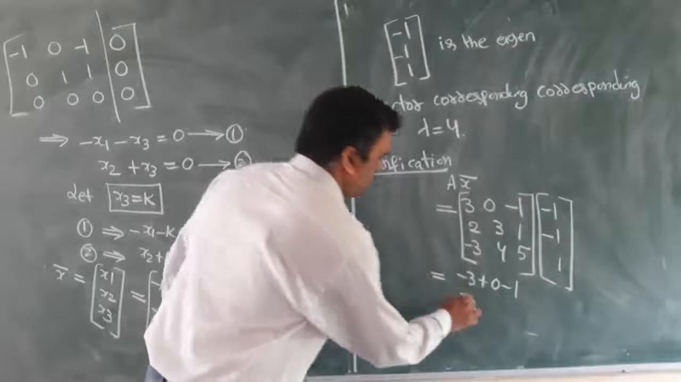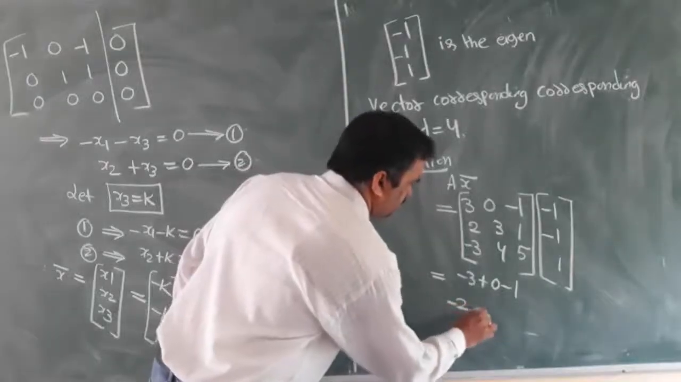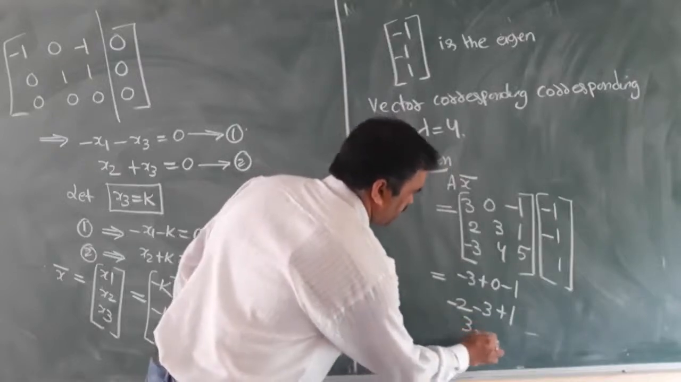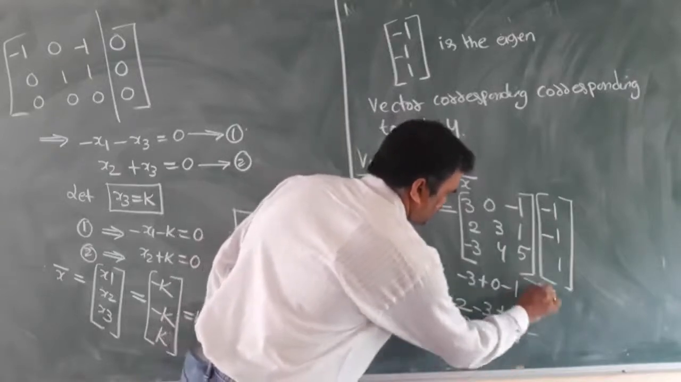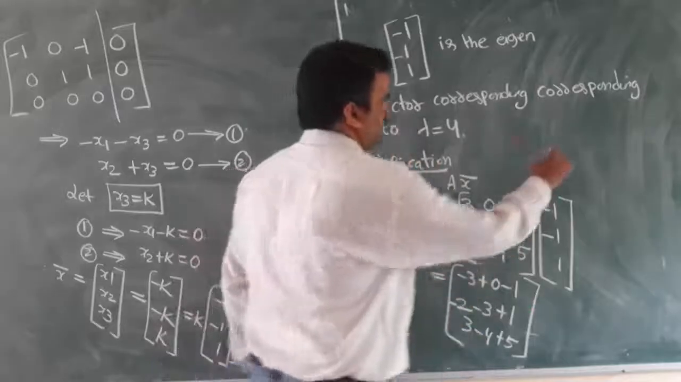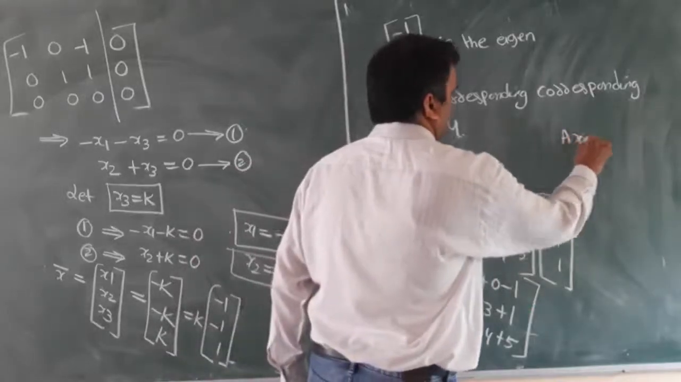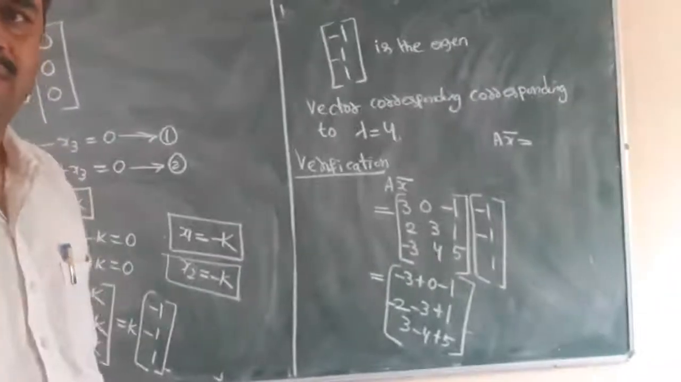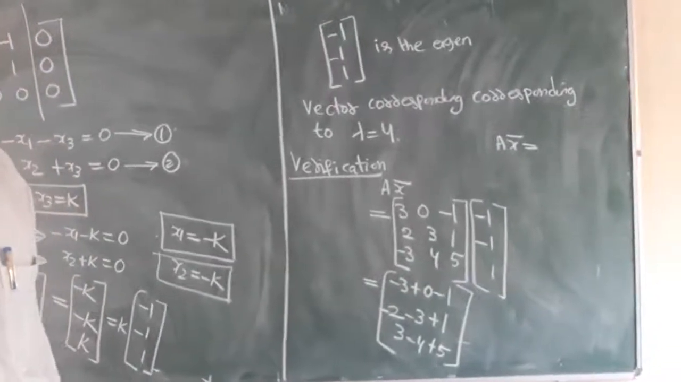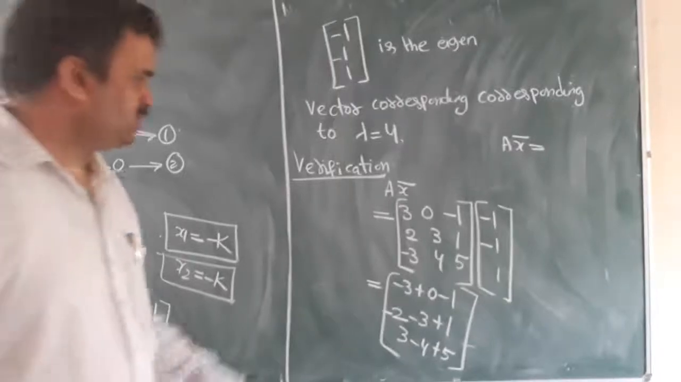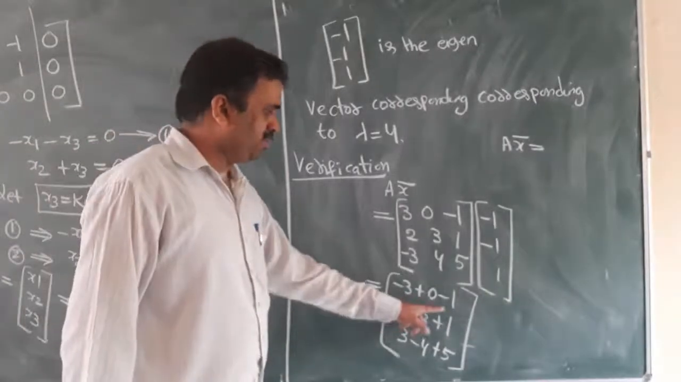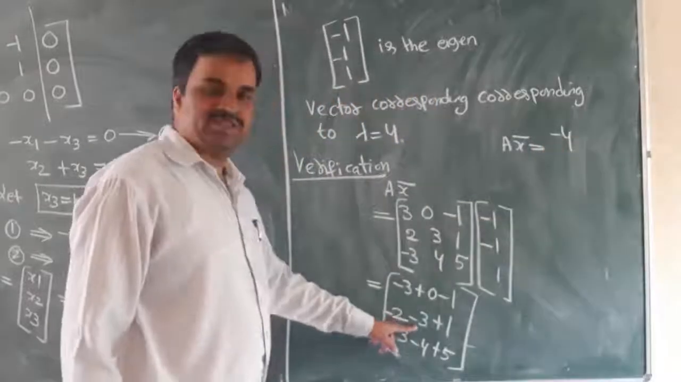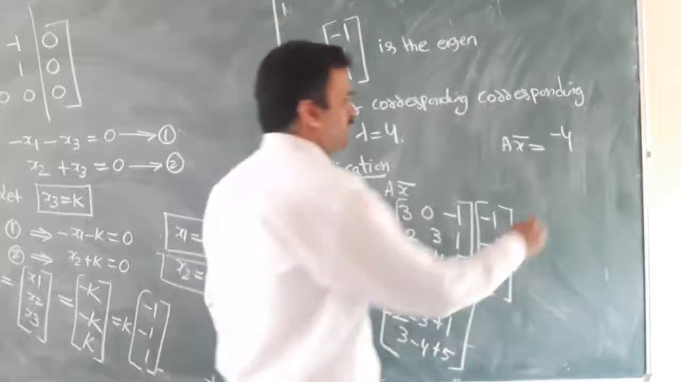Second row: 2, minus 2, minus 3, plus 1. Next: 3, minus 4, plus 5. Now simplify it. Simply we are getting Ax bar equal to: simplify, minus 3, minus 1, minus 4; minus 2, minus 3, minus 5, plus 1, minus 4.